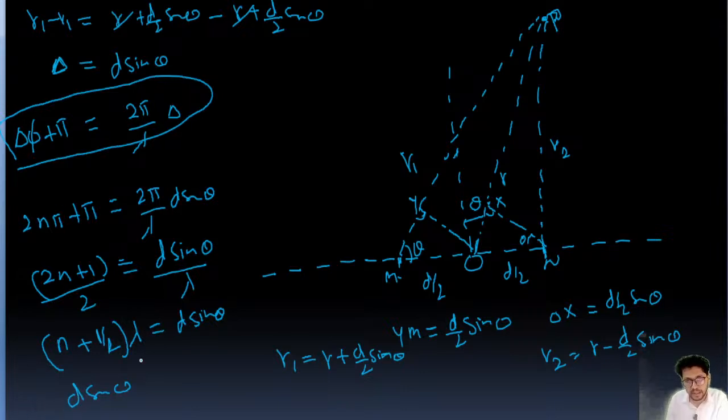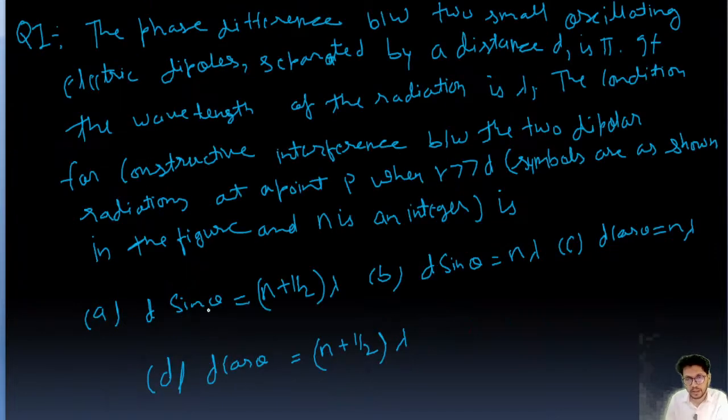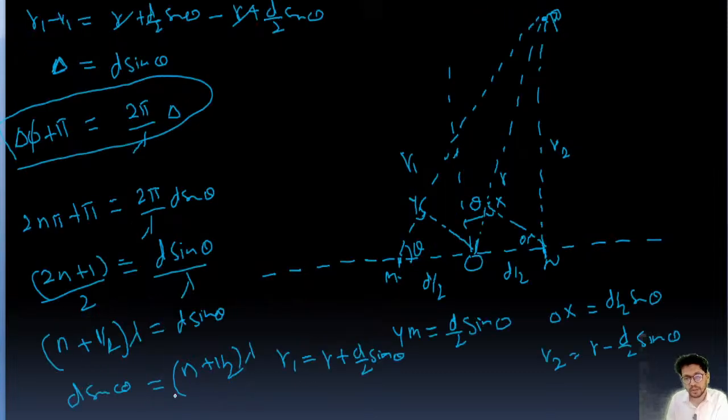These are part C questions, guys. Okay, d sine theta equal to n plus half lambda. Which option is matching, guys? Let me check. Option A is matching, right? This one, option A: d sine theta equal to n plus half lambda. This is the answer, guys.